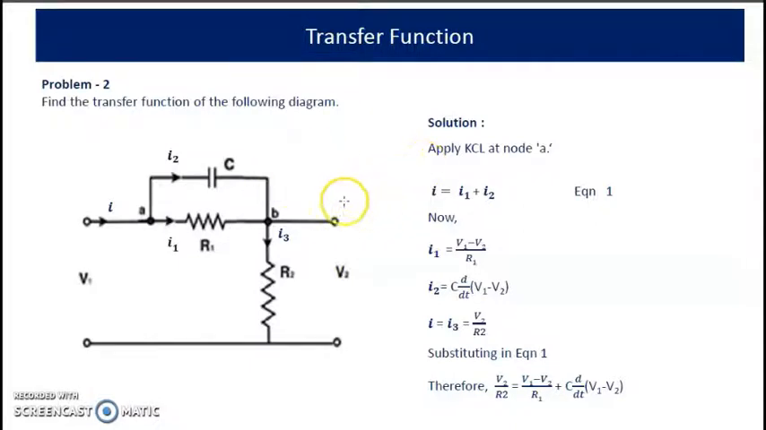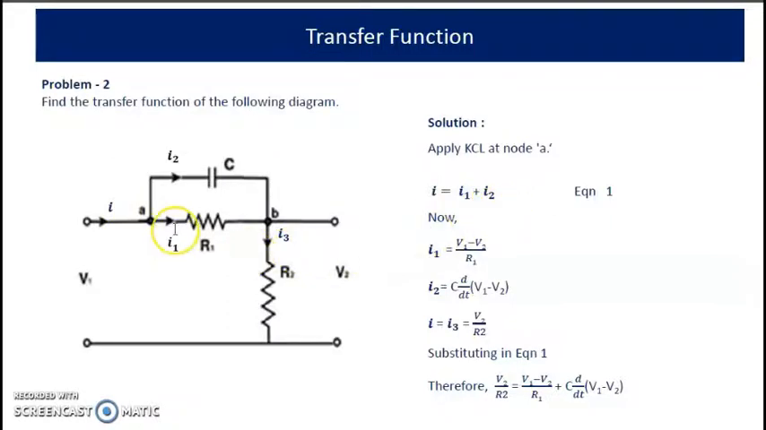Here we can apply KCL, Kirchhoff's current law. Otherwise, you can use mesh analysis. You can use mesh or any method. Here I am using Kirchhoff's current law, KCL. So I is equal to I1 plus I2.